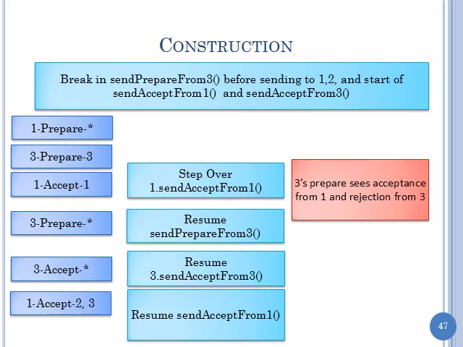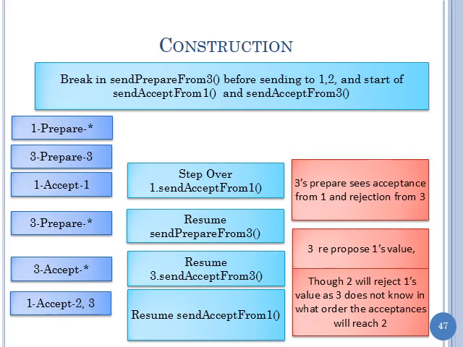Okay, so 3's prepare sees acceptance from 1 and rejection from 3, just as before, so 3 proposes 1's value, though 2 will reject 1's value, as 3 does not know in what order the acceptance will reach 2. So it doesn't know whether its accept will reach 2 first or 1's accept will reach 2 first, and I made sure here that 1's accept reaches later.